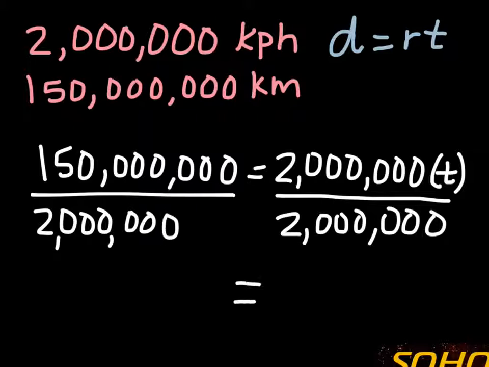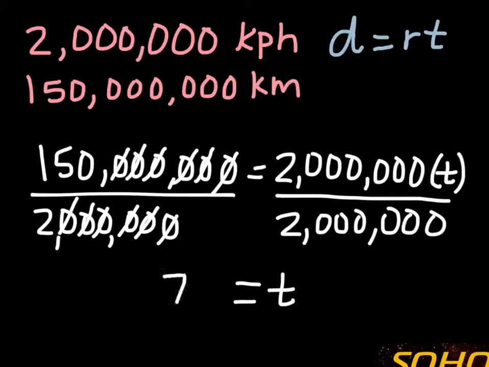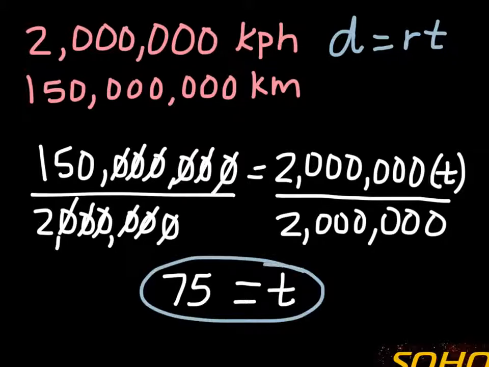All right, that's a lot of zeros. The 2 millions will cancel one another out, leaving us with just t. And let's cross out all of our zeros here, because they all cancel one another out, leaving us with 150 divided by 2, which gives us 75. So it took our solar wind about 75 hours to reach Earth.